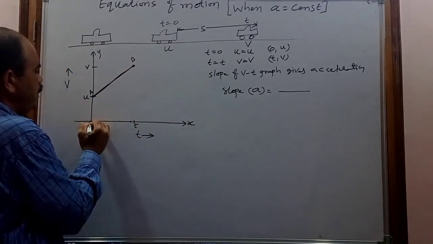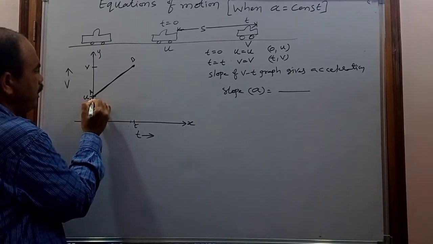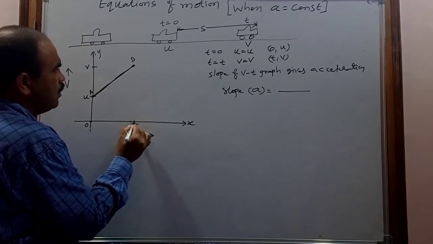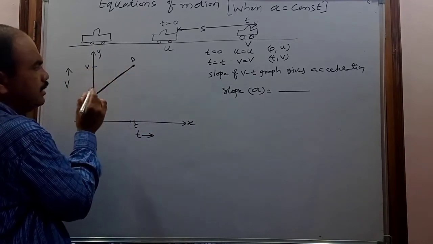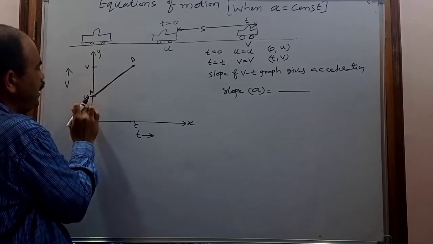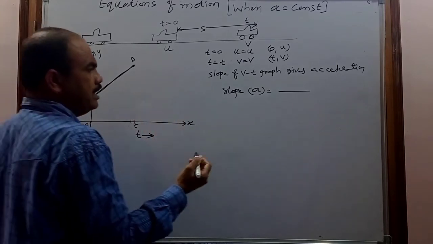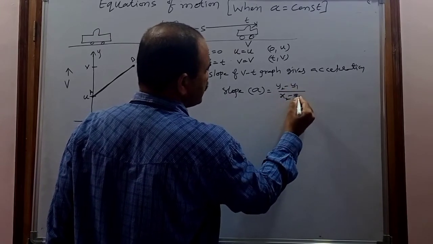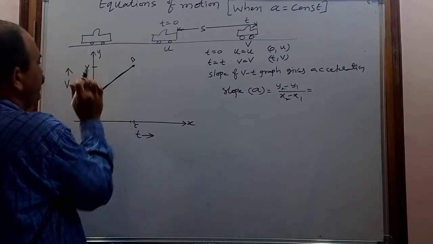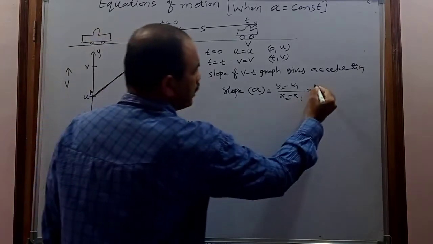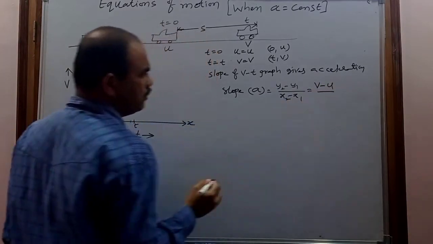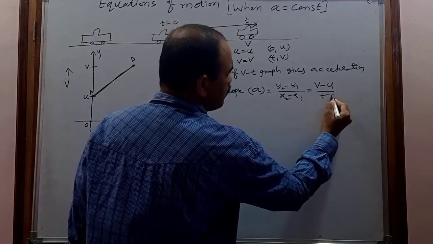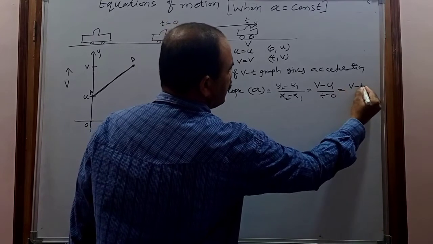So when time t equal to 0, what is the y coordinate? U, and this can be called y1. And when time t equal to t, what is the y coordinate? V, so y2 is v and y1 is u. So the slope is y2 minus y1 by x2 minus x1. Here y2 is v and y1 is u, so v minus u by x2. What is x2 here? t. And what is x1? 0, so t minus 0. So that's why v minus u by t.